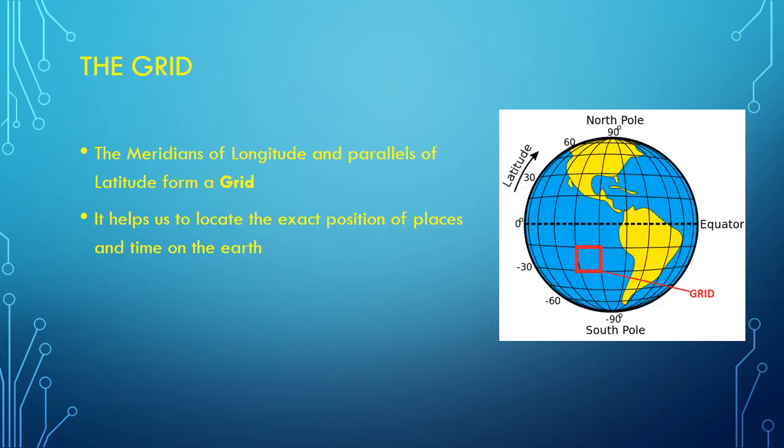The grid. The meridians of longitude and the parallels of latitudes form a grid on the Earth's surface. It helps us to locate the exact position of places and time on the Earth.